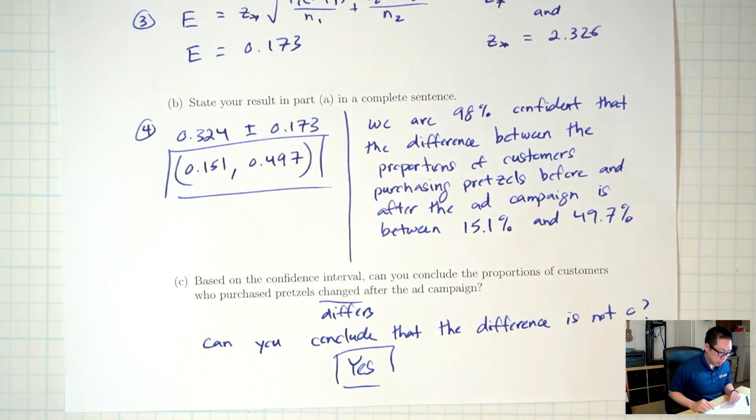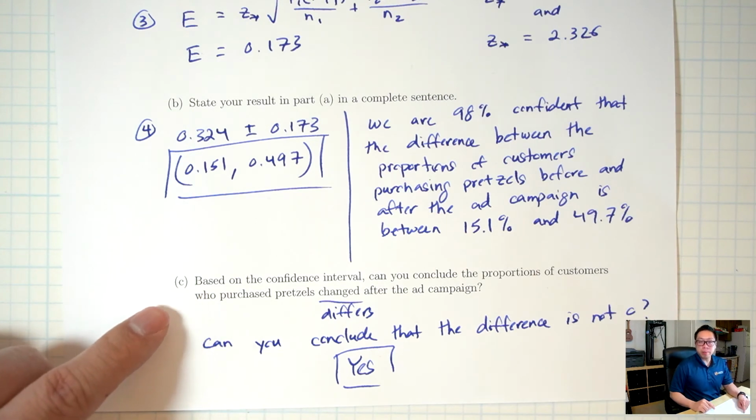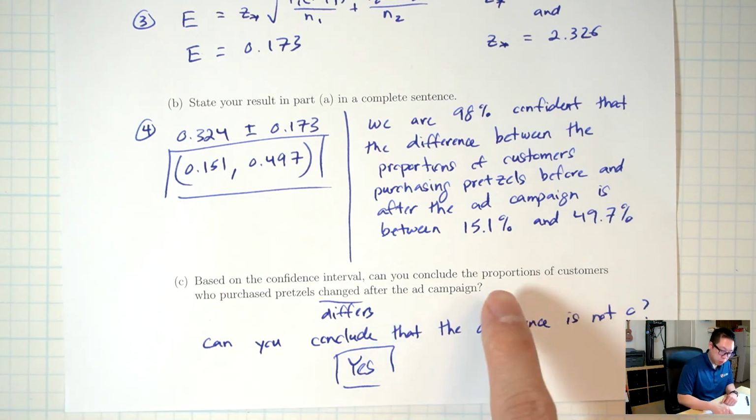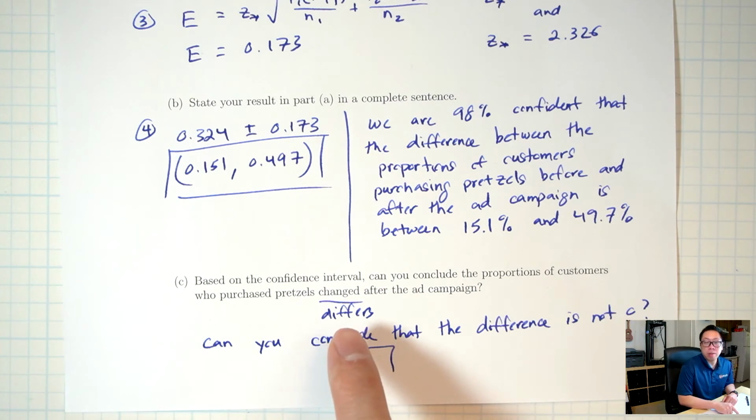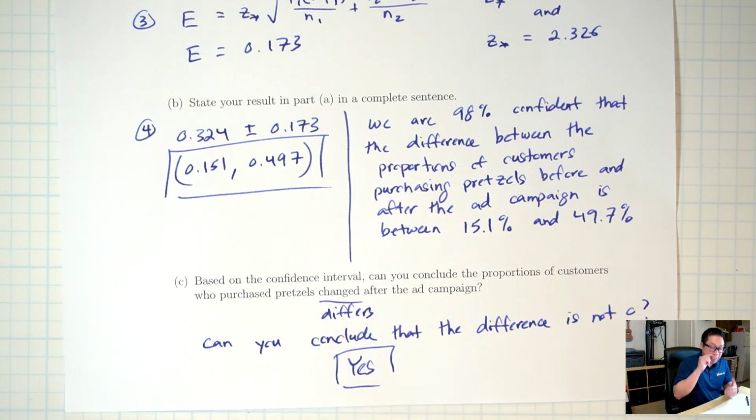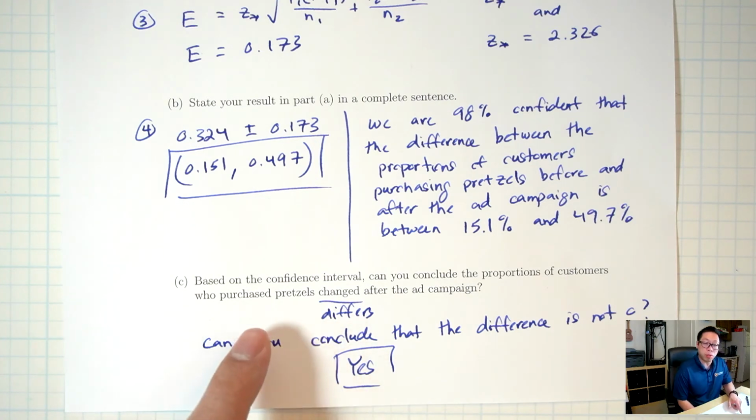There's one last thing I want to mention here. This last question, part C, where it's asking, can you conclude that the proportion of customers before differs from the proportion of customers after? That type of question should sound familiar, right? We asked and answered those types of questions already when we talked about hypothesis tests. And differs would have been a two-tailed hypothesis test. In a hypothesis test, though, the end result is always just a yes or no, right? Either yes, there is enough evidence to conclude that the proportions differ, or no, there is not enough evidence to conclude that the proportions differ.